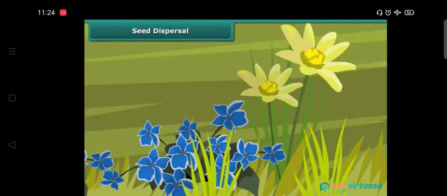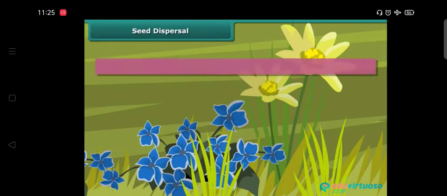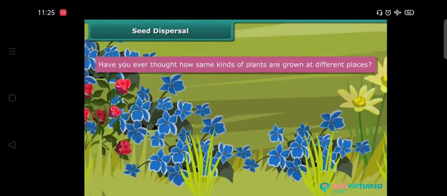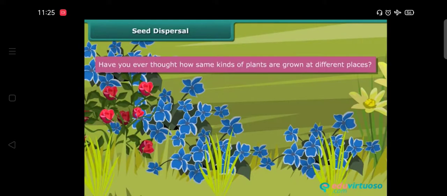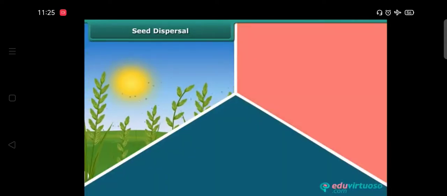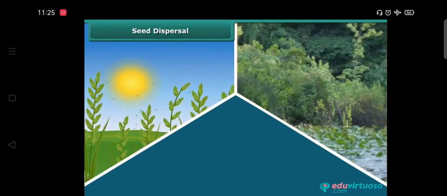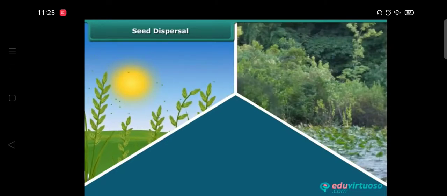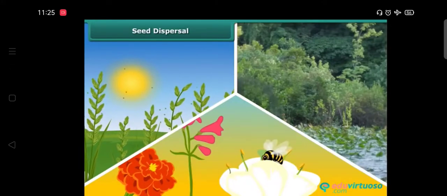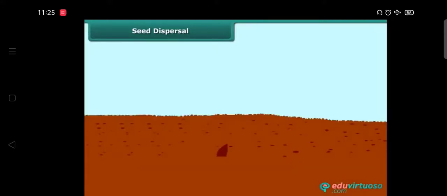Seed dispersal. We know that plants cannot move from one place to another. Have you ever thought how same kinds of plants are grown at different places? This happens because seeds are dispersed to different places. Some get blown off with the wind to far-off places. Some seeds are carried away by water, while some get dispersed by insects or animals. When the seeds reach the soil, they germinate into a new plant.